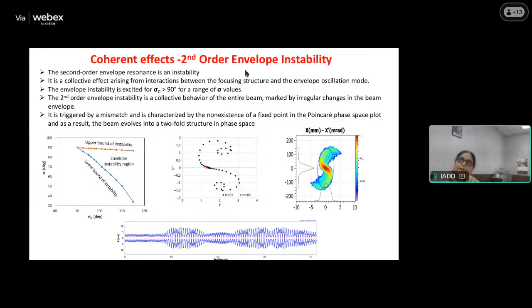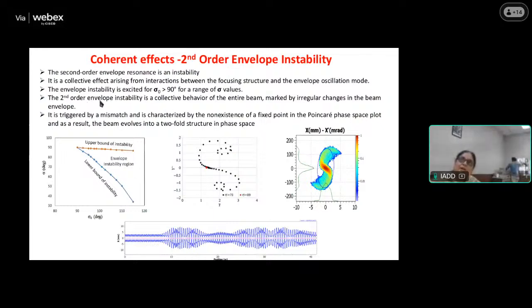In the coherent effects, the second order envelope instability is widely studied, because the second order envelope resonance is actually an instability. It is a collective effect arising from the interactions between the focusing structure and the envelope oscillation mode. This is excited for sigma 0 greater than 90 for a range of sigma values. So you can see here, this is sigma 0 and this is sigma. For a periodic lattice, when the zero current phase advance exceeds 90, then for a range of sigma values, the envelope instability is excited.